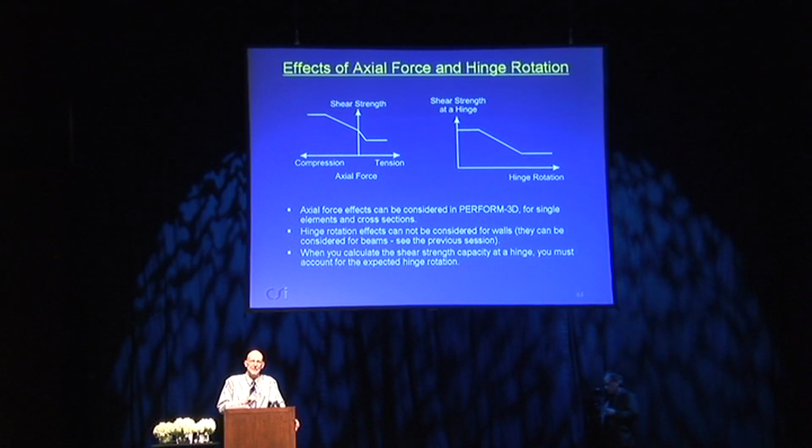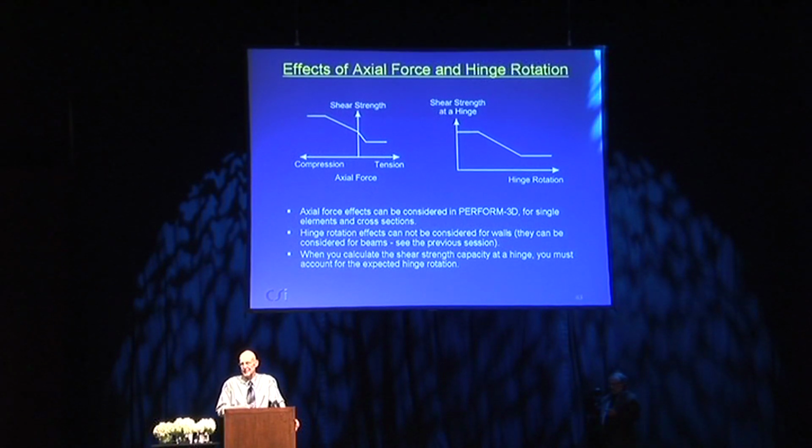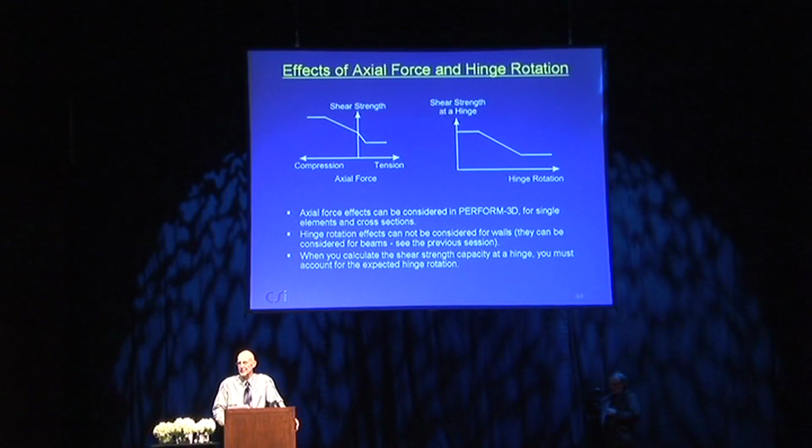You can do that in a beam or a column element, but in a wall element, for shear in the hinge region, you must take into account the amount of expected hinge rotation at the time when you specify the shear strength capacity. Perform will not account for the hinge rotation for you automatically.